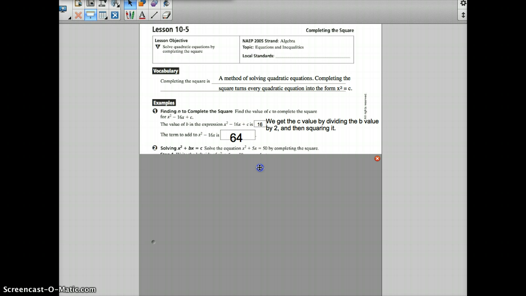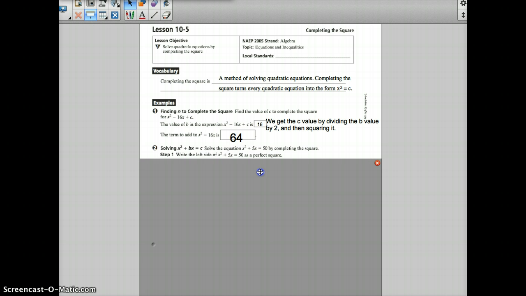Completing the square is also best used when we have an a value of 1. If we don't have an a value of 1, it's a lot more difficult to get that c value. And so completing the square is best used when your equation doesn't equal 0, when you can't factor it quickly, and when your a value is 1.